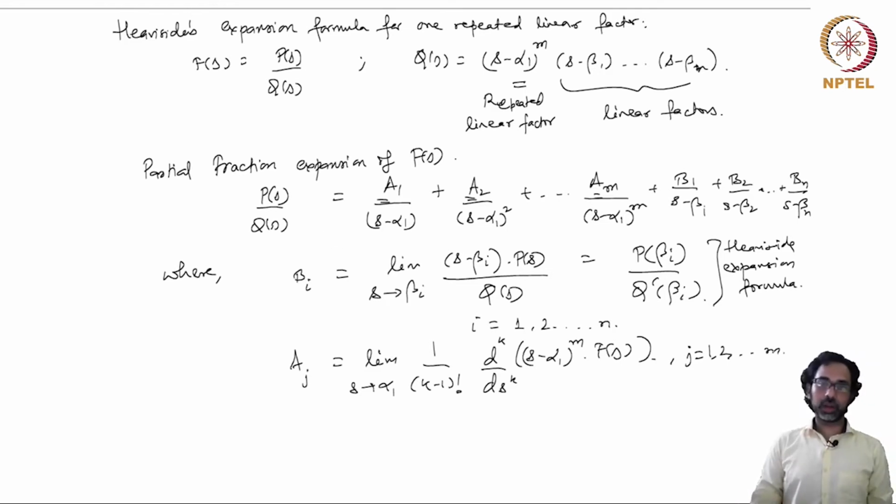It is also not very difficult to derive Heaviside's expansion formula for more than one repeated linear factor, and the formulas will be very similar, except you will have more alpha i's for the repeated linear factors, and the formulas for the coefficients appearing in those will be the same as this one, except you have to replace alpha 1 by the corresponding constant appearing in the repeated linear factor.